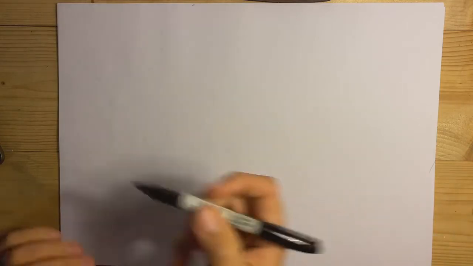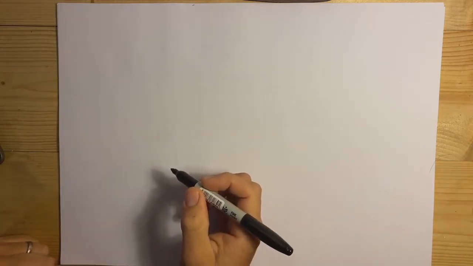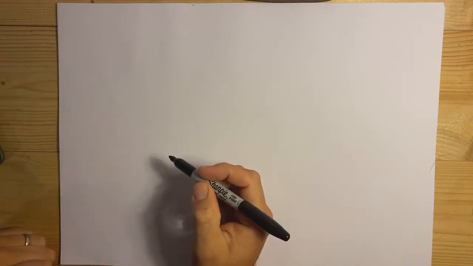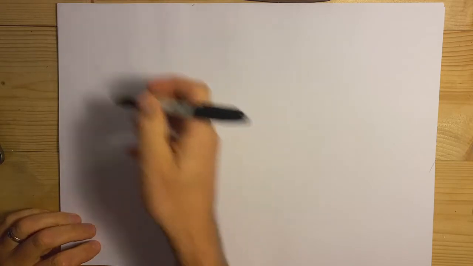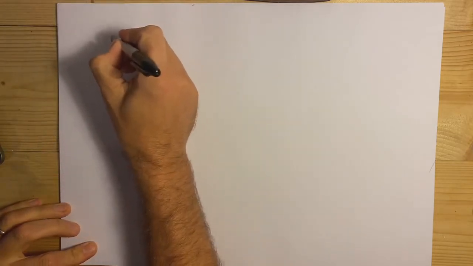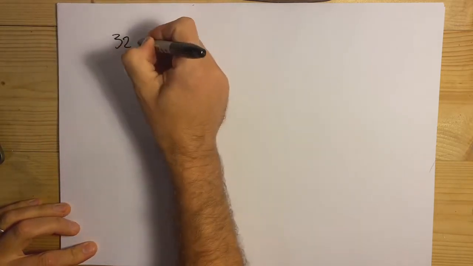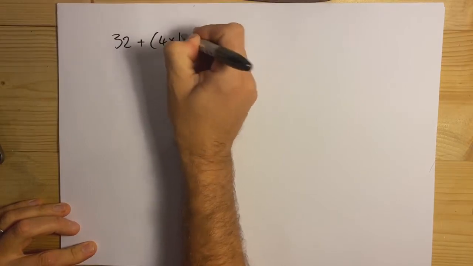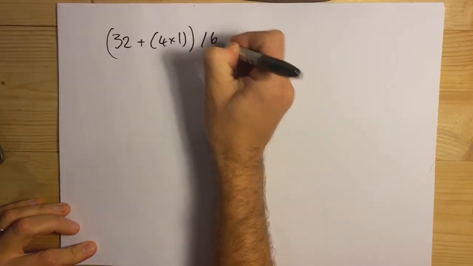Okay, in this session, our first one on algebra, let's just go through a couple of the basics, which should hopefully get you started with the worksheet. So let's just consider an ordinary expression: 32, say, plus 4 times 1, and we divide that all by 6.